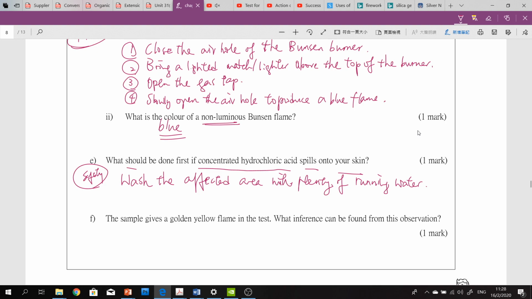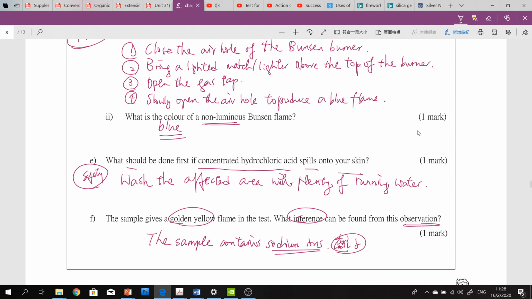So it is for part F. The sample gives a golden yellow flame. So what inference, what conclusion can you draw from the observations? It's very simple. The sample contains sodium ions.